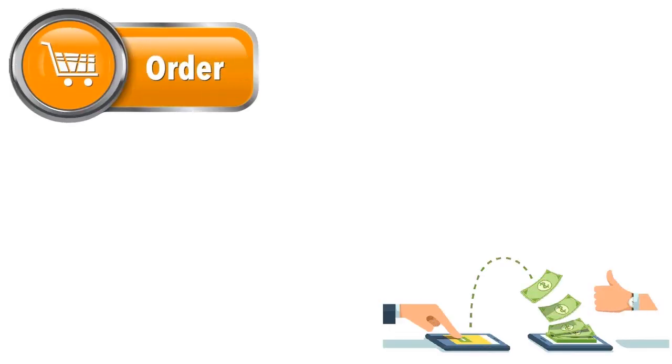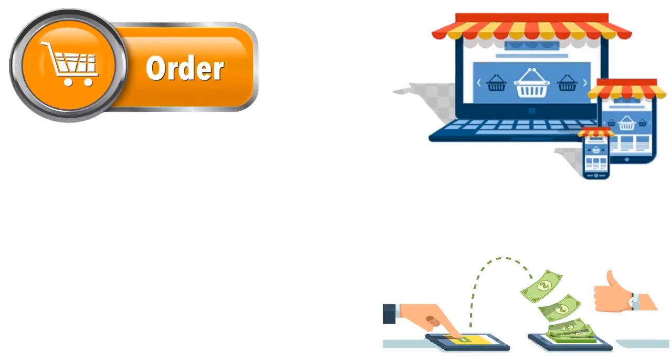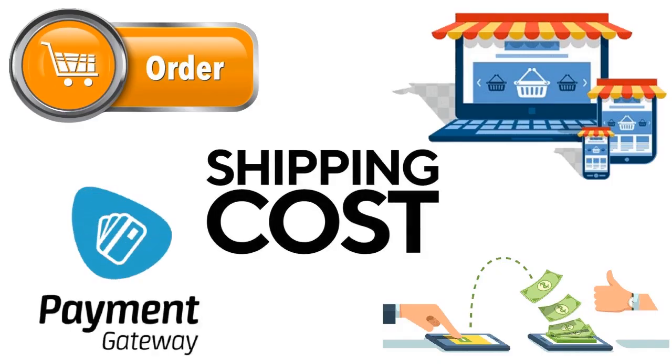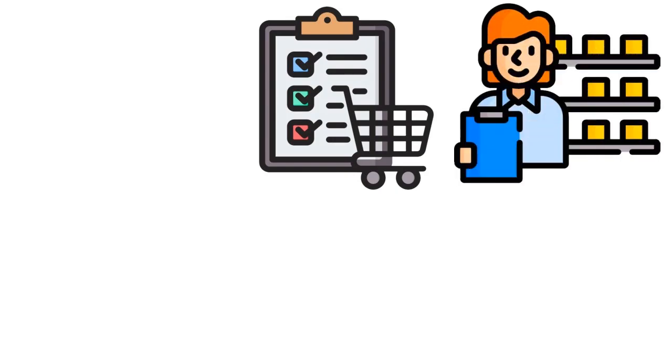So collect payment. When a customer places an order, collect the payment through your e-commerce platform, including the shipping cost. Ensure that your payment gateway is secure to protect customer information. You also want to forward the order to suppliers. Forward the customer's order details to your supplier. This can often be automated through your e-commerce platform to save time and reduce errors.